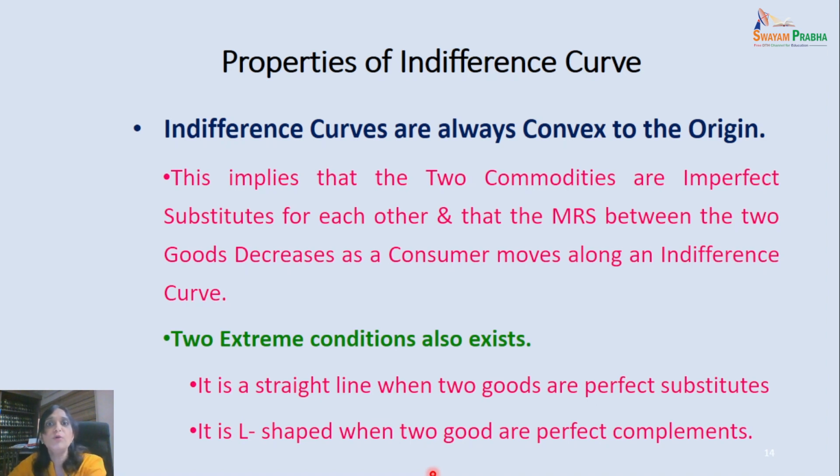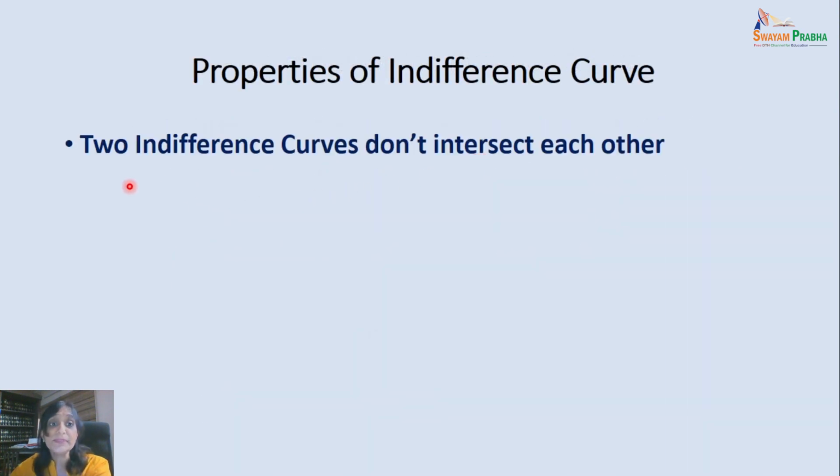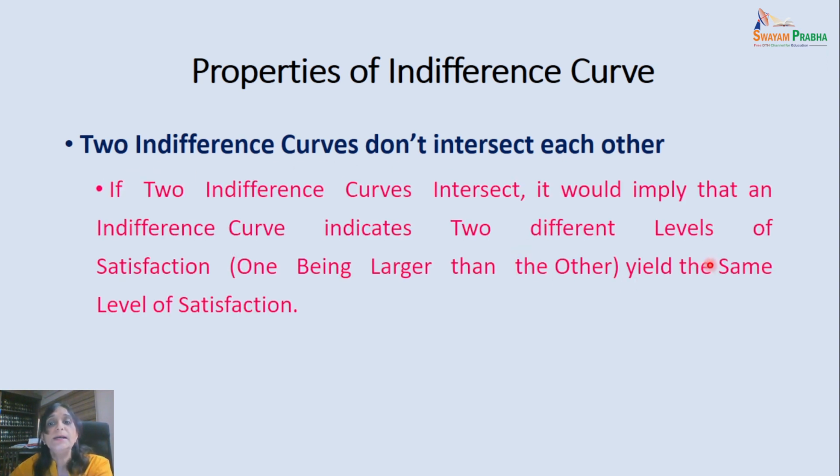If you say I want one more monitor, you may require another keyboard with it. So two monitors, two keyboards. Therefore, in case of perfect complements, the indifference curves are L-shaped. Otherwise, your indifference curves are always convex to the origin. Then we have said that two indifference curves do not intersect each other. That is because it would mean that two different combinations of goods are giving you a similar level of satisfaction, which will violate the rule of transitivity.